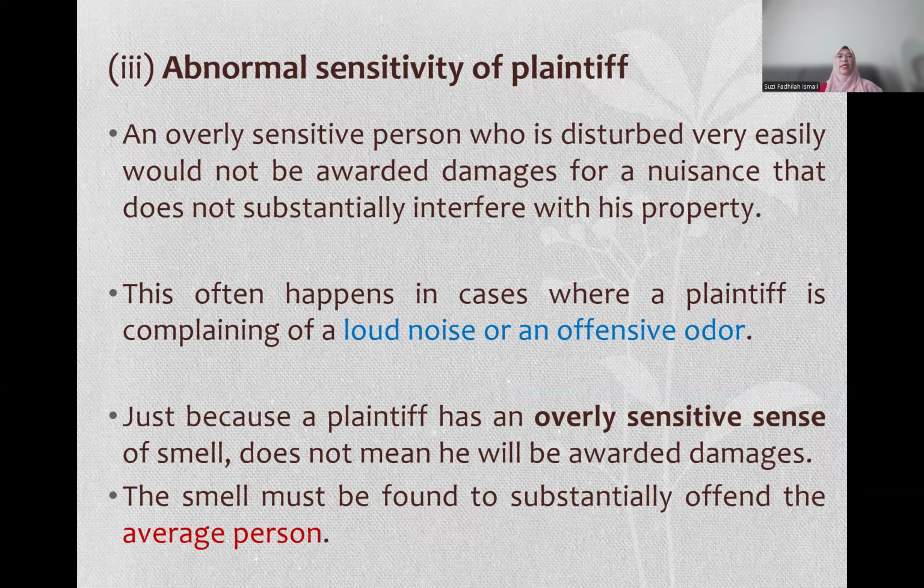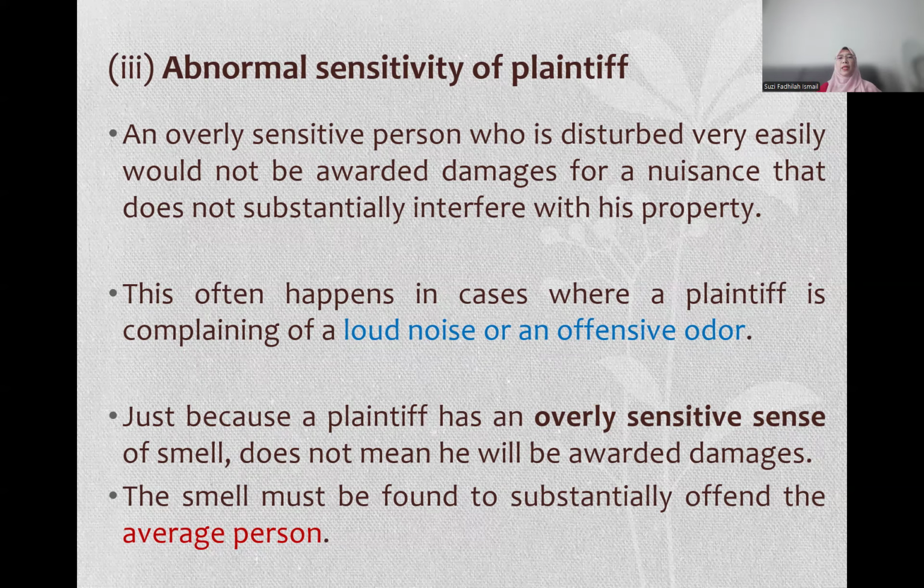So an overly sensitive person who is disturbed very easily, because every person has a different level of tolerance, will not be awarded damages for nuisance that does not substantially interfere with his property. So when does this happen? This often happens in cases where a plaintiff is complaining of, for example, the neighbor creating such a loud noise or even an offensive odor or smell.